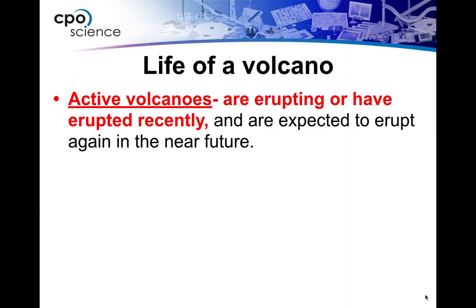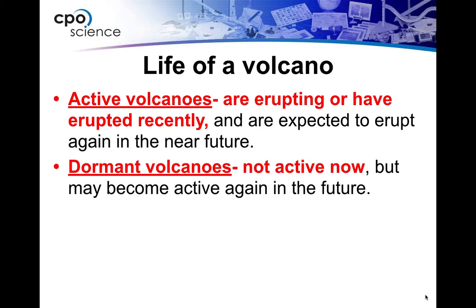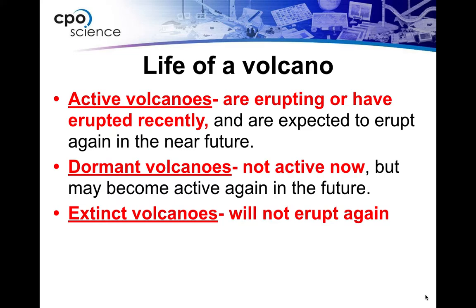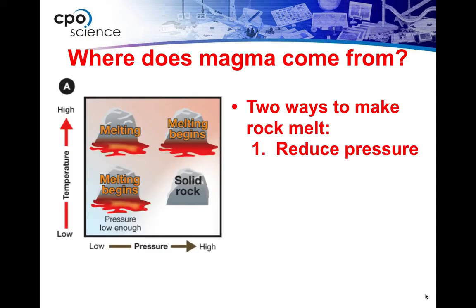All right, so life of a volcano. If a volcano has erupted recently or is in the process of erupting, we call it active, and we're going to assume that it's going to erupt again. If a volcano may not be active, but we feel like it has a good chance to possibly erupt, maybe it's erupted within the last 200, 300 years, we call those dormant volcanoes, so they're not active now. If we feel like a volcano is probably never going to erupt again, we will then call that volcano extinct. So we actually classify volcanoes based on if we think they are going to erupt or not in the near future.